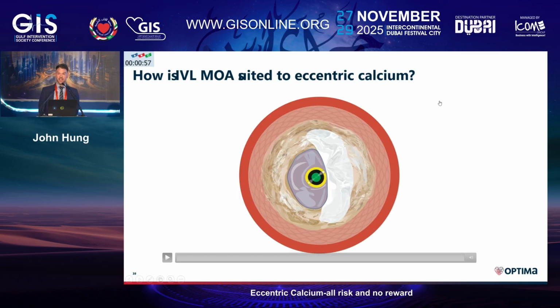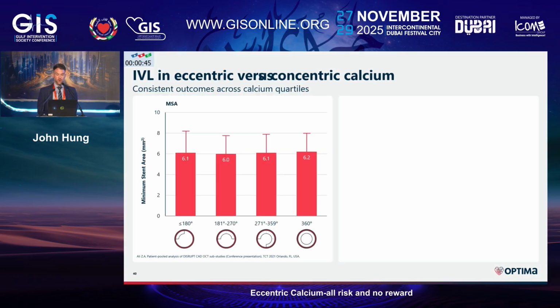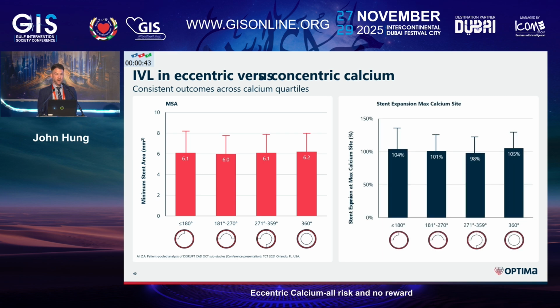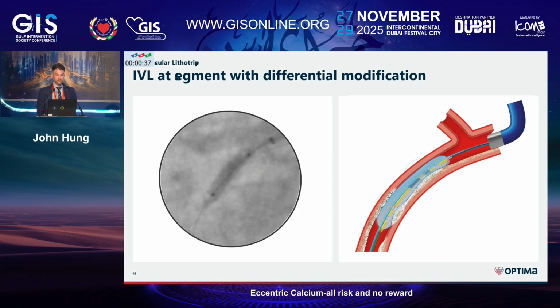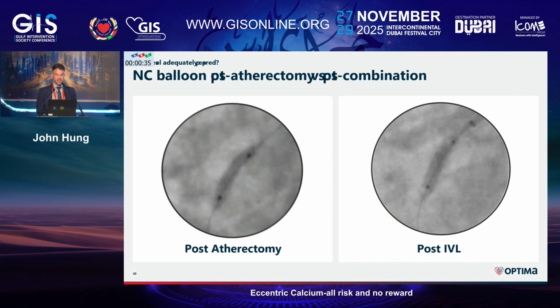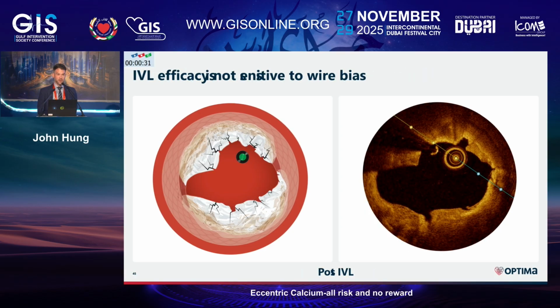So IVL is different in the way that it works. It's selective for calcium, and it's not affected by wire bias. And as long as the balloon is in contact with the calcium, energy will be delivered to it. We know that irrespective of the arc, whether it's eccentric or not, shockwave will have the same outcome in terms of minimal stent area. And in this previous case, you can see that post-IVL, there are in fact some cracks now in that eccentric calcium at the bottom.